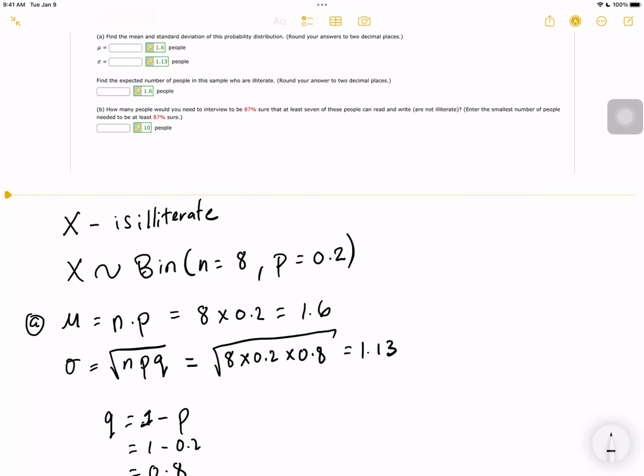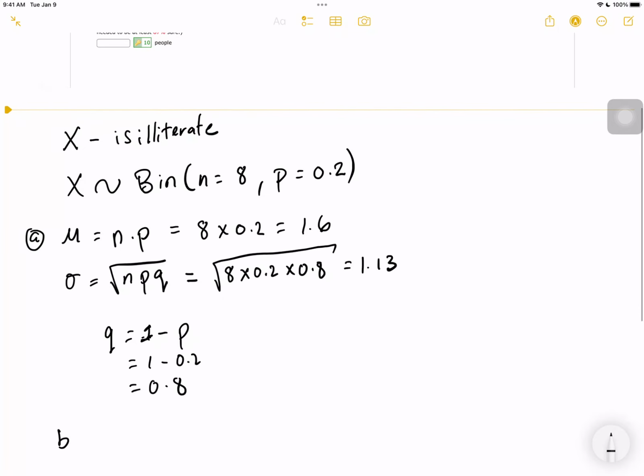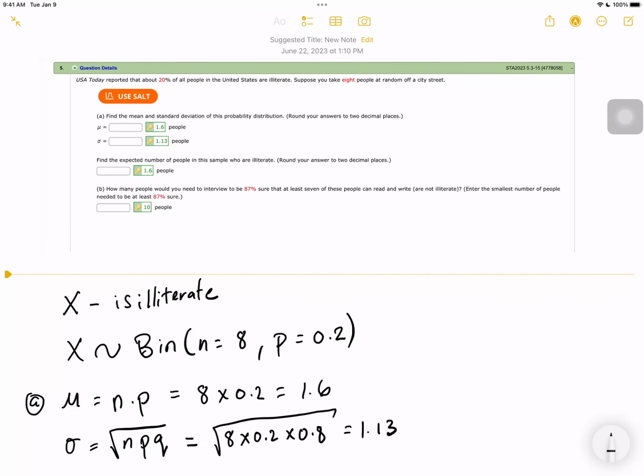Now the next question is a trick question. It says find the expected number of people in the sample who are illiterate. That's number B. The expected value of x is the same as the mean, because the expected value is just the average. And so it's the same formula, NP, and therefore the same answer, 1.6.